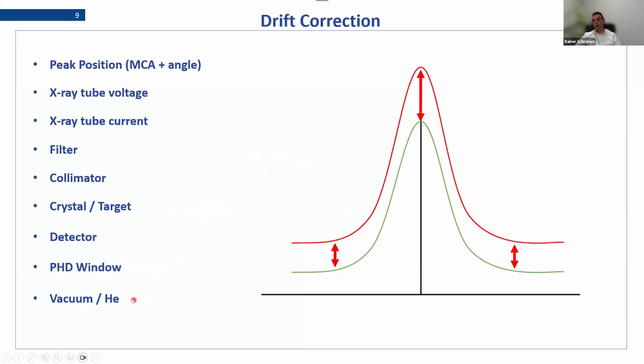And of course, the atmosphere also plays a role. Elements which are sensitive to vacuum, like the very light elements. Of course, if your vacuum is getting worse, then the intensity is going down. So also this has to be taken into account.